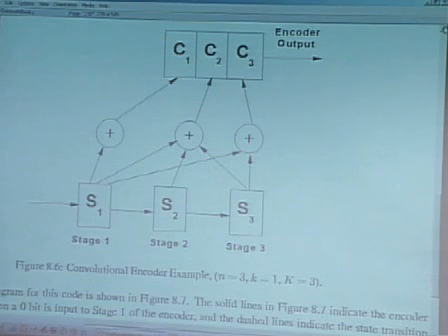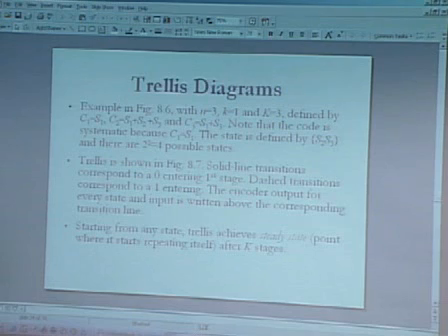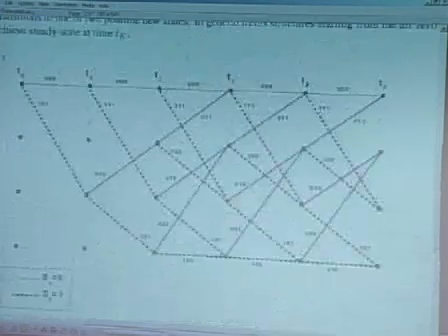So to represent this code, we can use a corresponding trellis. The trellis is shown in figure 8.7. This code has n equal to 3, and capital K is equal to 3 also. And so we have 4 states, right? Remember the number of states is 2 to the capital K minus 1. So it's 2 to the 2, which is 4. So what's the trellis? The famous trellis. Here is the trellis for this code.